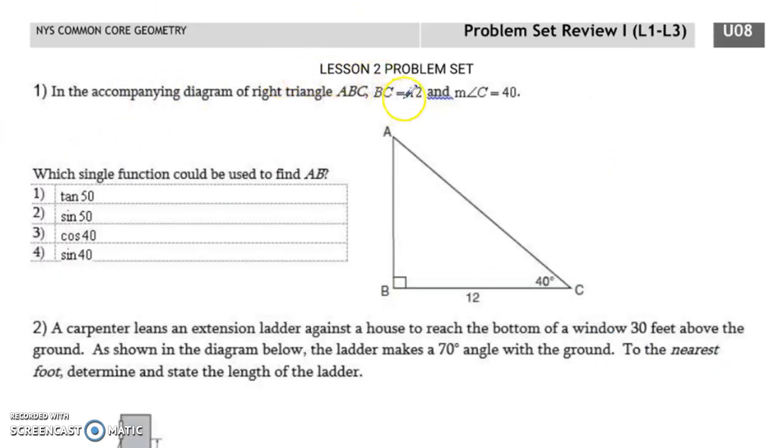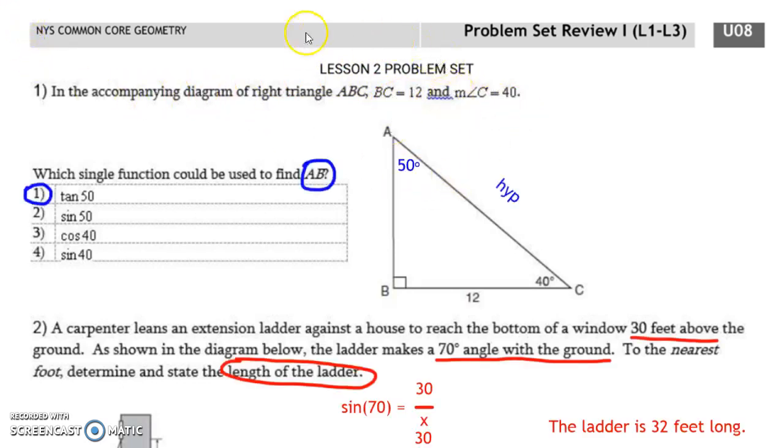All right, take a look at lesson number 2. Pause the video, try it out yourself, and then come back and check your answers. All right, here on the first page of the lesson 2 problem set, we were doing a lot of finding out of missing sides, which makes sense because this was the lesson on missing sides. For the first one, it asked which single function could be used to find AB. Many students thought that this was a typo, but it was not.